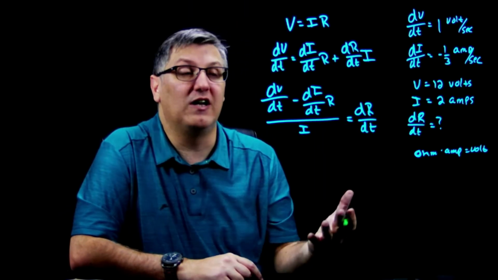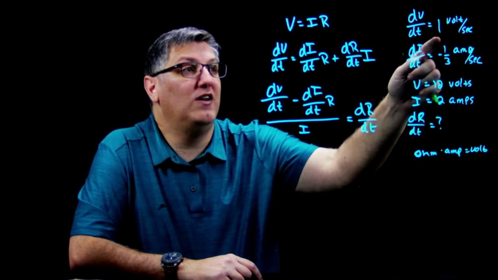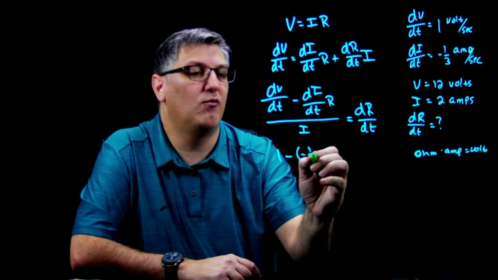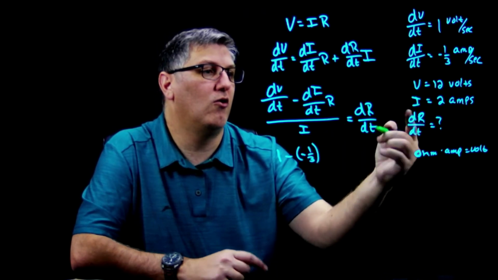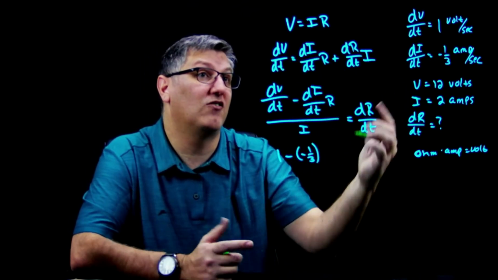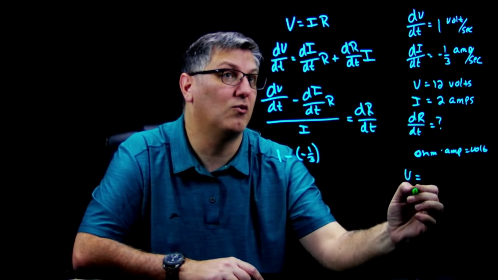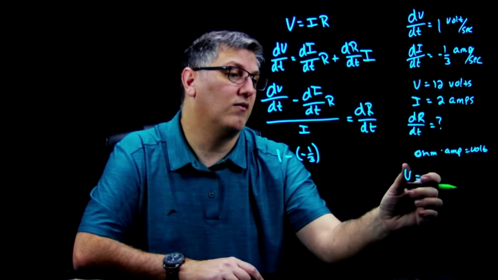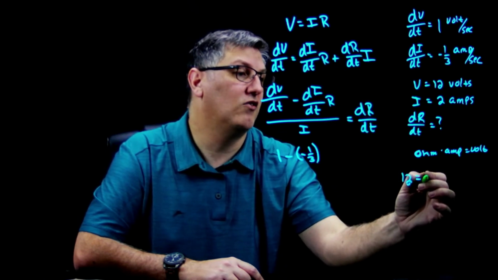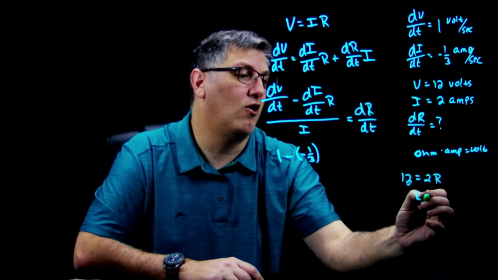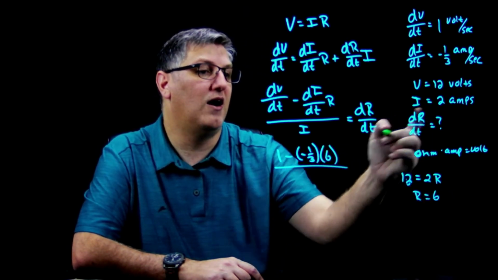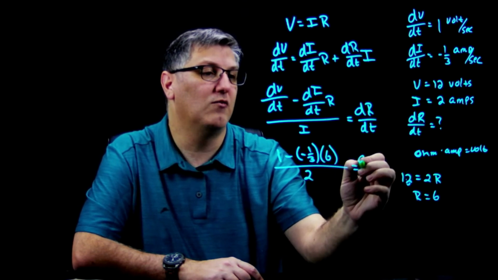So now I'll just plug everything in and just solve. All right, so my dV/dt is 1 minus my dI/dt, which is a negative 1/3. My R, oh wait, I ain't got R. Well, luckily I have V equals IR, and I have a V and an I, so that's easy enough to solve for. So I can say 12 equals I, which is 2, times R, therefore R is going to equal 6, so that's easy enough, times 6, all over my I, which is 2. This is going to give me my dR/dt.